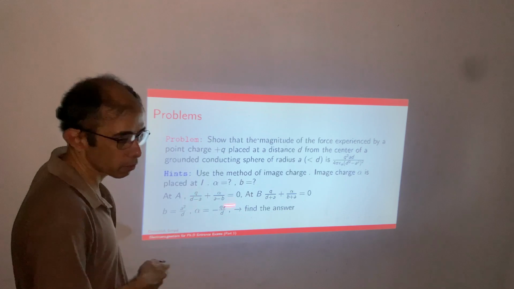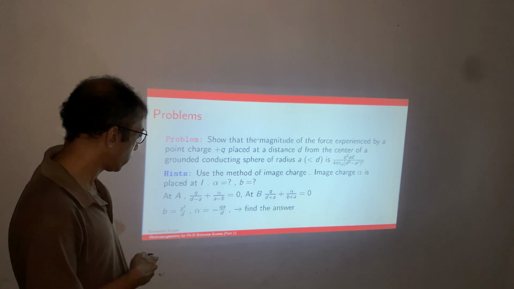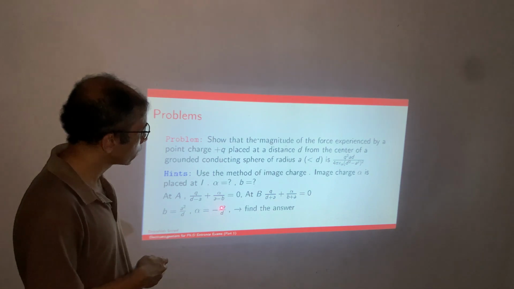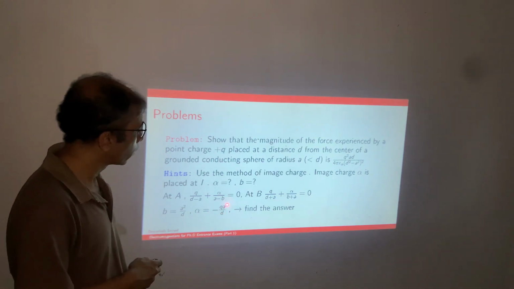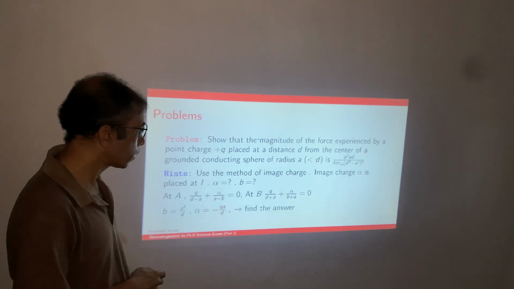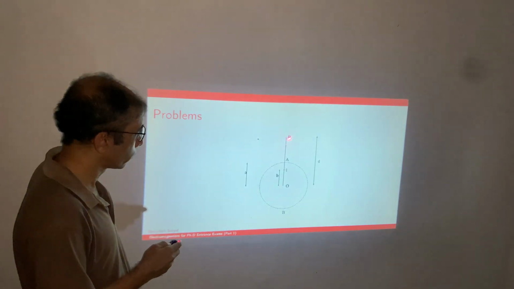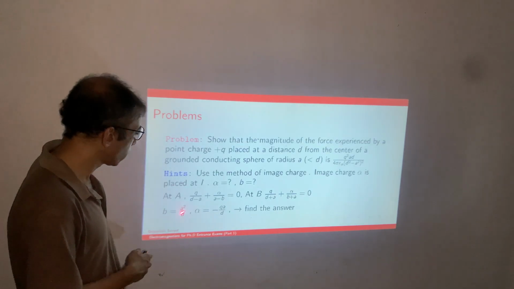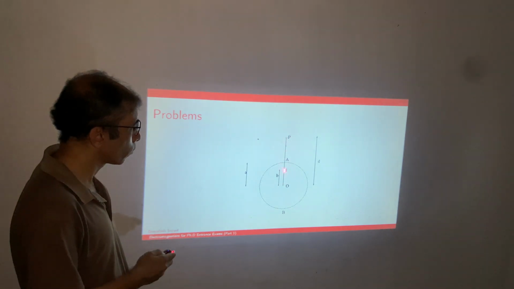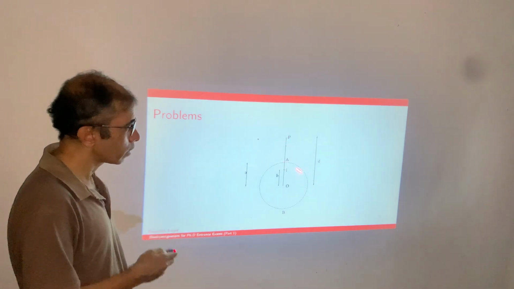And if you solve, this is not at all difficult to solve for alpha and b. You will get b is equal to a square by d and alpha is equal to minus Q a by d, where a is the radius of the sphere and d is the distance of the test charge that we have put here. That's all. And once you know this charge and this charge, what is the force between them? That is the force between this charge and the conductor.